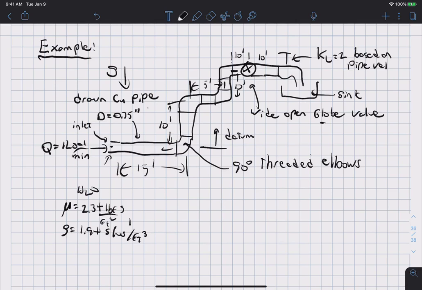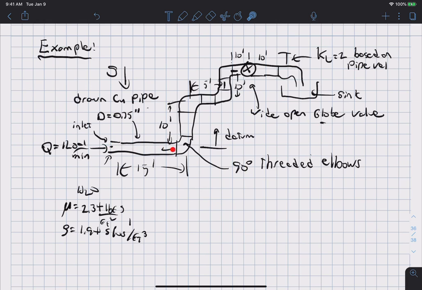Okay, so we're going to go over our first example, and I have the example sketched here. Here we have just a copper piping system, and it's a model of what you might have inside of your house, where at the basement or lower level of the house, you have a flow rate of water going in at 12 gallons per minute.